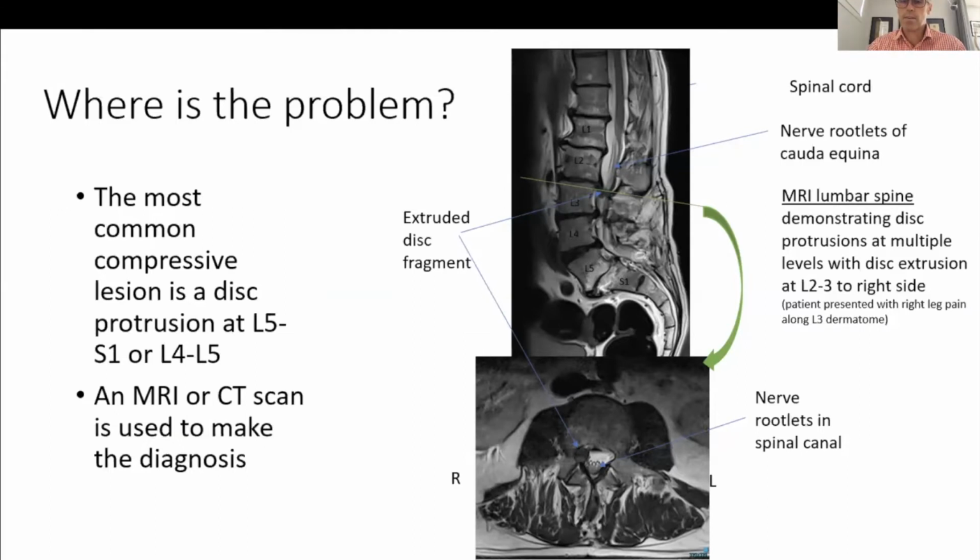and protruding into the canal and slightly towards the tail end of the spine and pressing on the nerve rootlets in the spinal canal. There are other disc bulges in the spine, but because this patient was complaining of pain down the right leg along the L3 dermatome, it was decided this was the likely cause of his pain, and once that was removed surgically, his pain did get better.